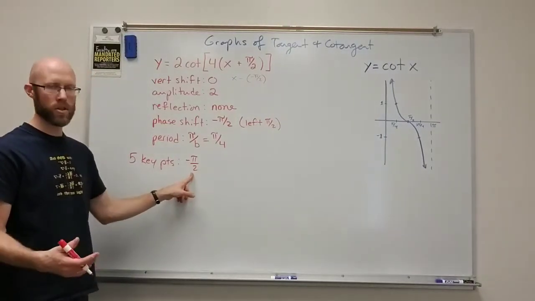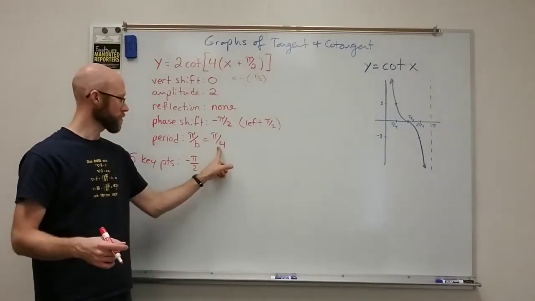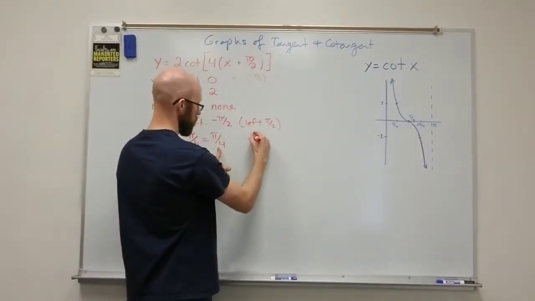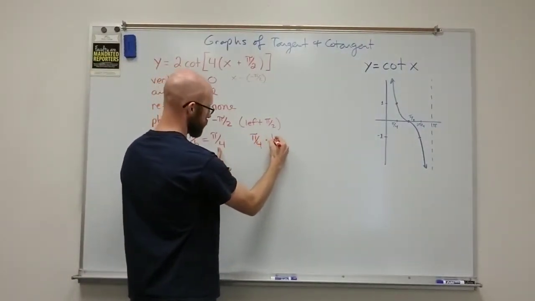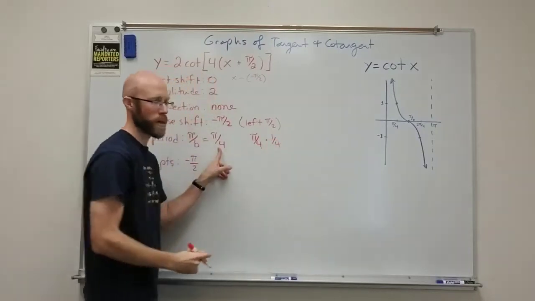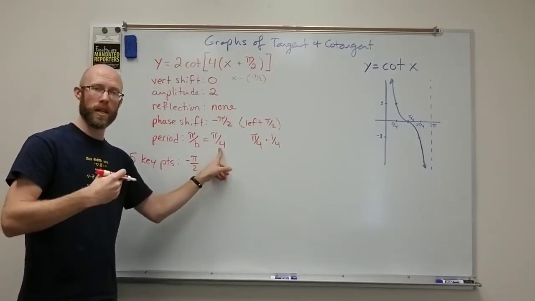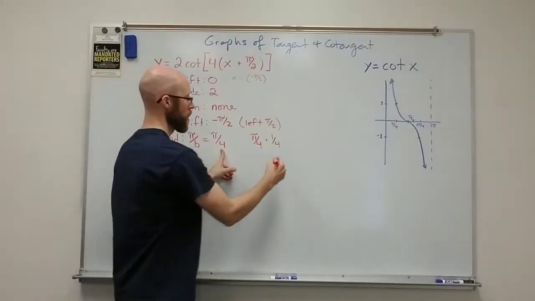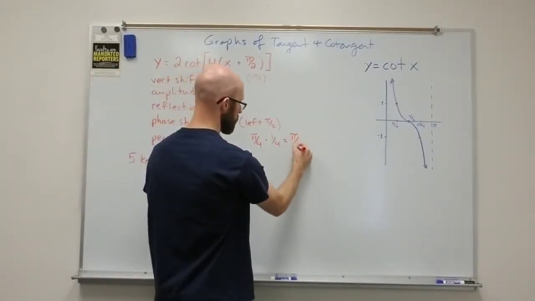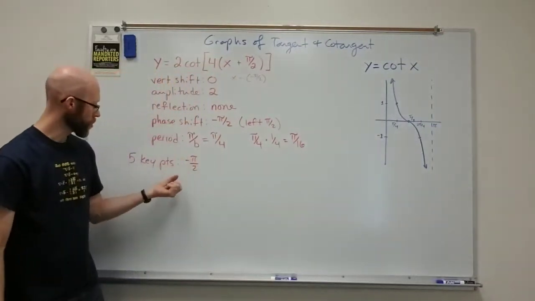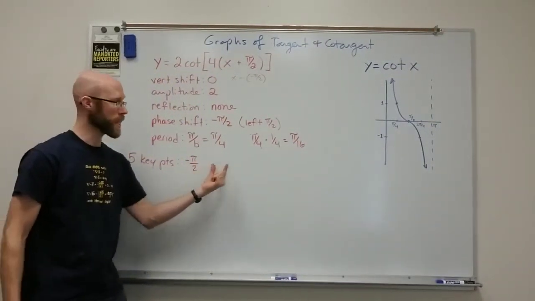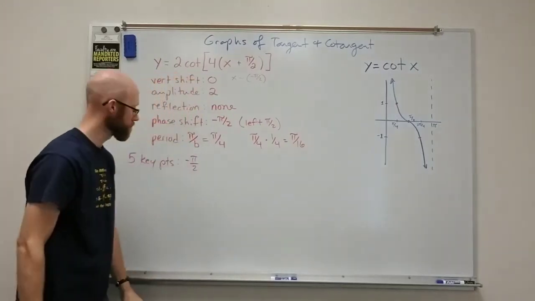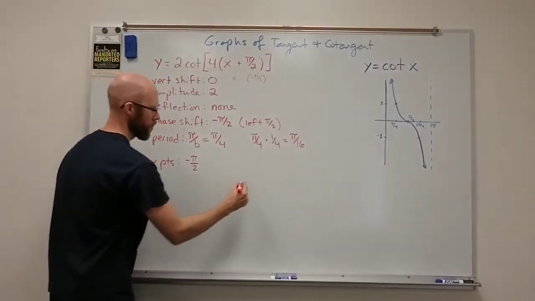Or what I usually do is I cut the period into quarters. I take pi over 4 and multiply by another quarter, right? And that will give me the increase, what I need to add to each point to get the next key point. That would be a pi over 16. So what I need to do is start at -pi over 2 and then add pi over 16 to get the next points. All right, so let's do that.